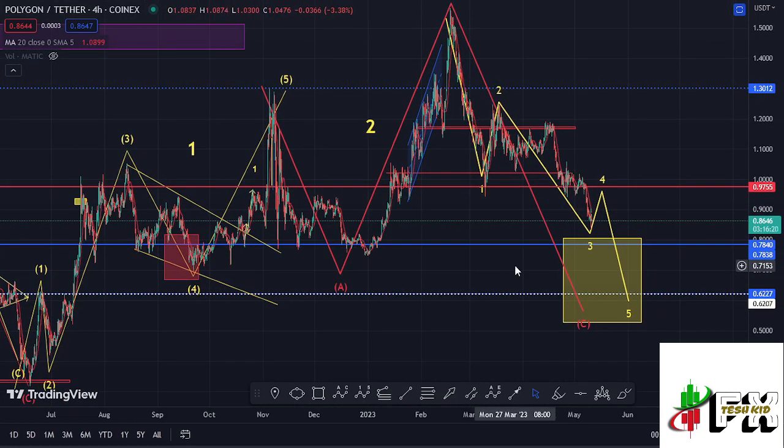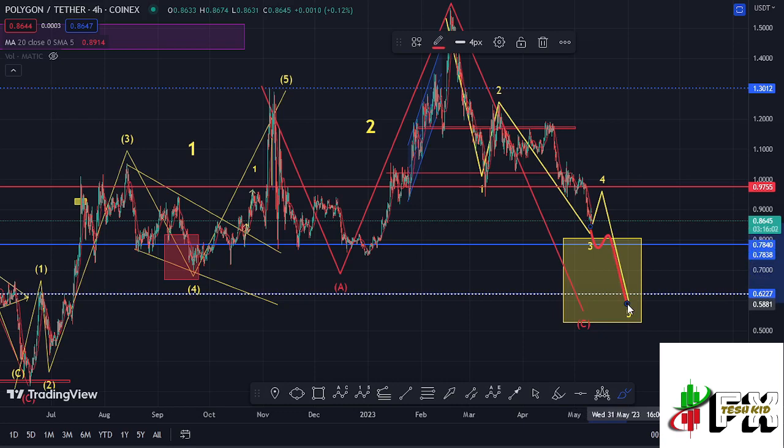And we also need to have in mind that we are also holding above a key area of support at around the $0.784 mark. And for us to fully maximize our yellow target area, we need to lose that key area of support so that we can fully maximize our target area.